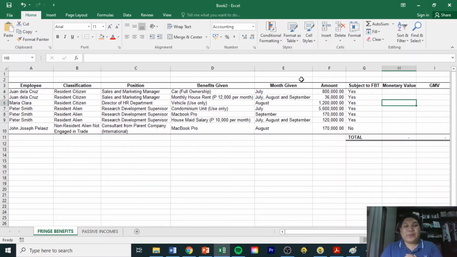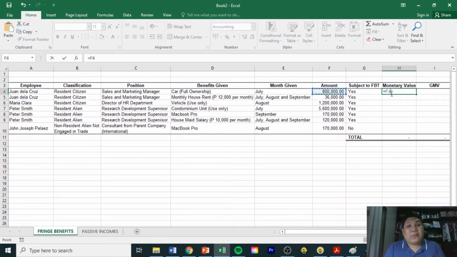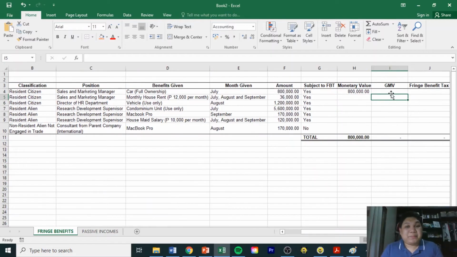So the next question would be, how much is the monetary value? So let's go back to the benefits and the month given. So the amount is 800,000 and the full ownership of the car was granted to Juan de la Cruz. Therefore, the monetary value would be equal to 800,000.